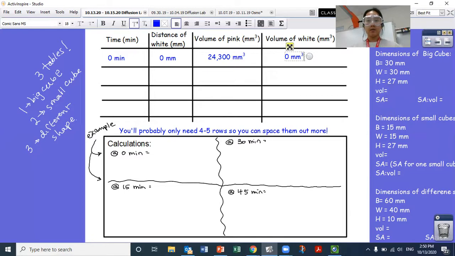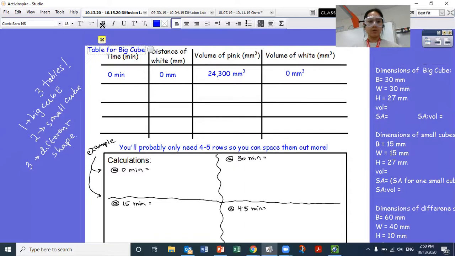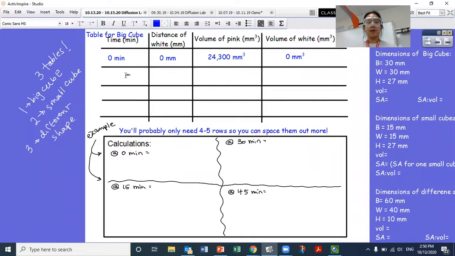Okay, so you should calculate these out because you already have them. And then you should be able to put them into your tables, right? This one would be a table for the big cube, just to make that clear. So you want to make sure you title all of your tables, right? And so we're going to see at another time point coming up what the distance of white is and how that affects our volume of pink calculations.